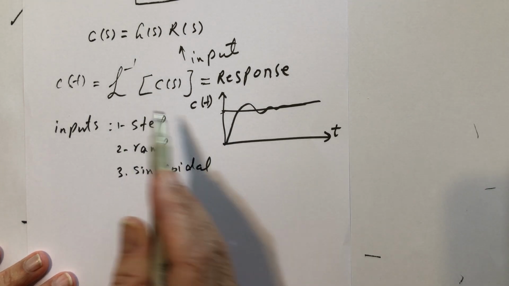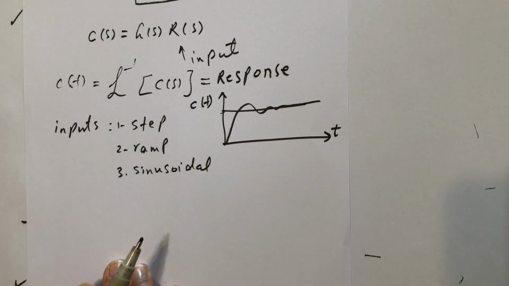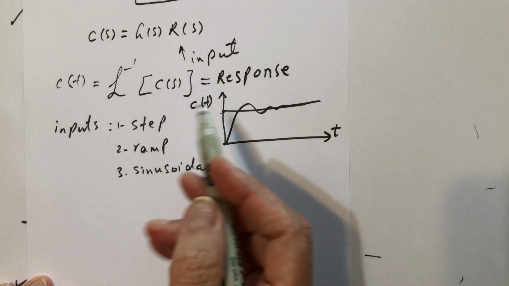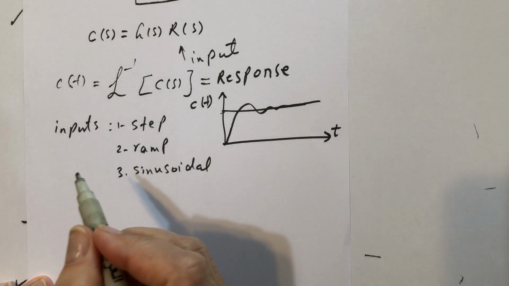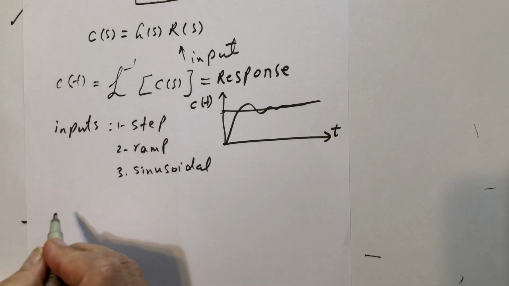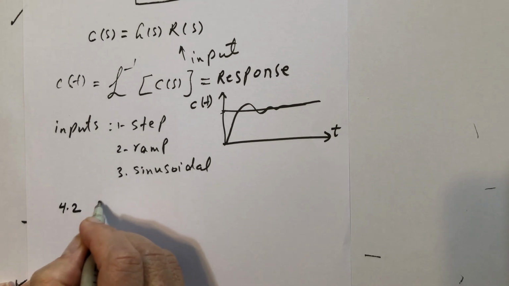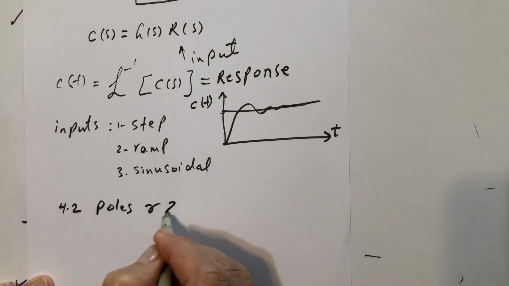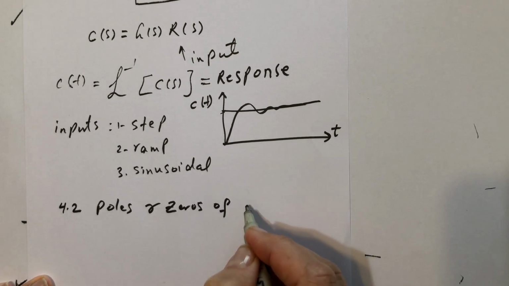And every time we come across these signals, I'll give you how it looks and its Laplace transform and things like that. Okay? Before we go into the details of how to get the transient response, which is the subject of this chapter, we go into some other details, like in section 4.2, which is poles and zeros of a system.